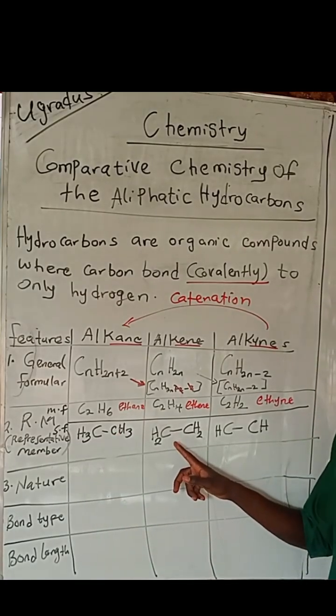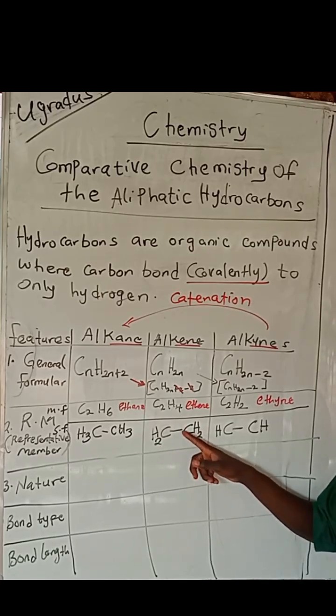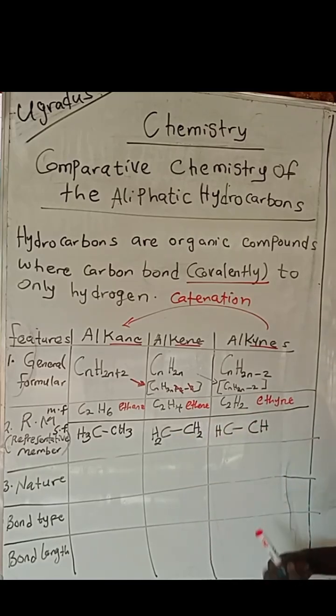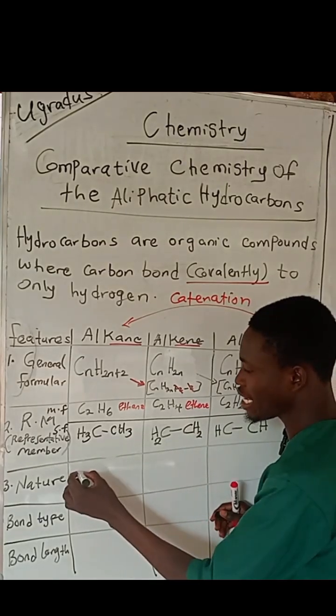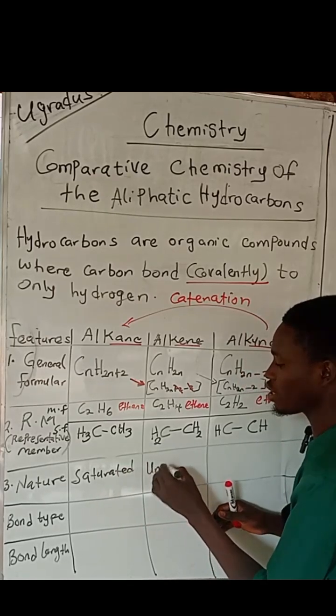But if you check here, there is only 1 bond between them, and they are having 2. This is 3 bond. And here too, 1 plus 2, 3 bond. Therefore, it means this compound is unsaturated. That means by nature, alkane is saturated, while alkenes is unsaturated.